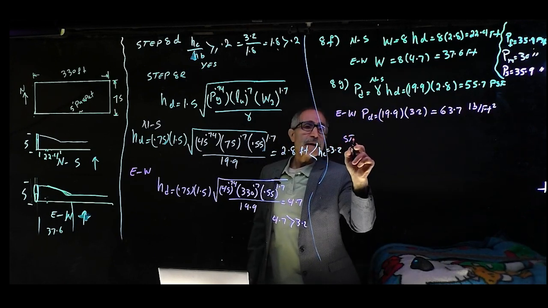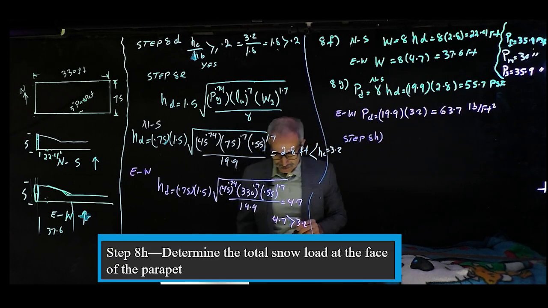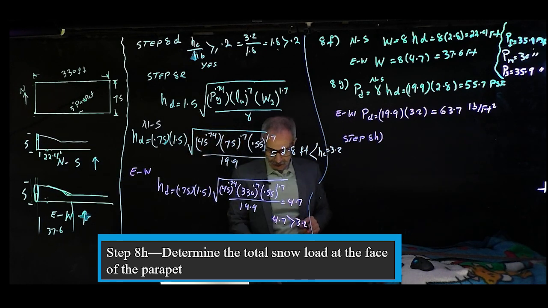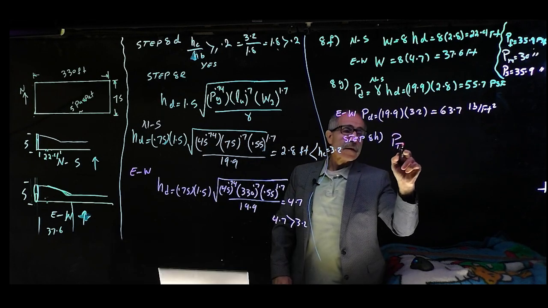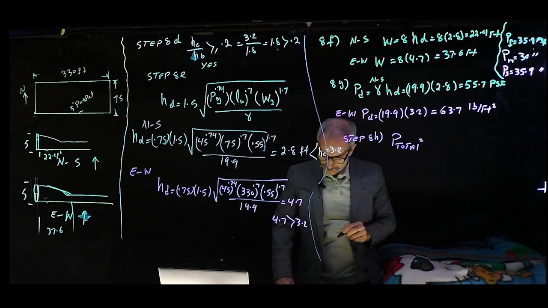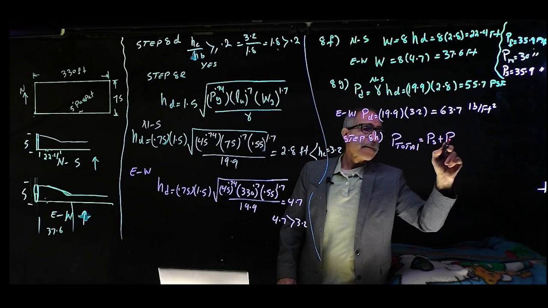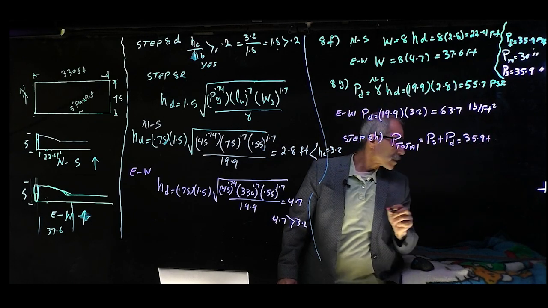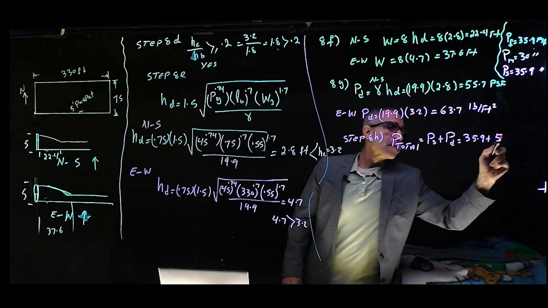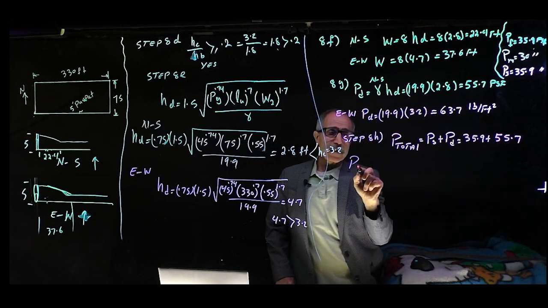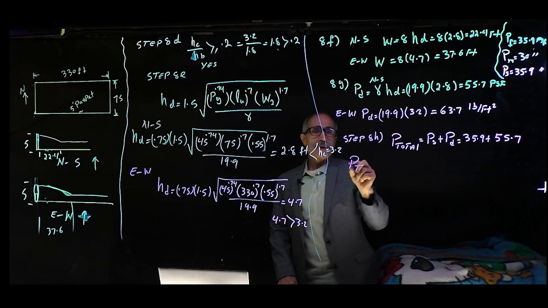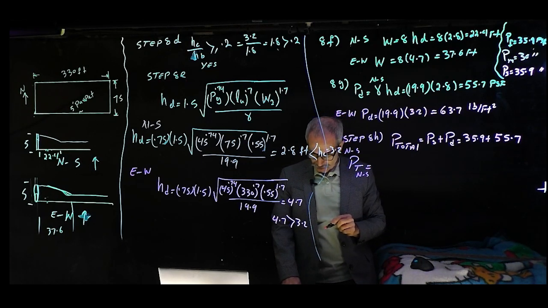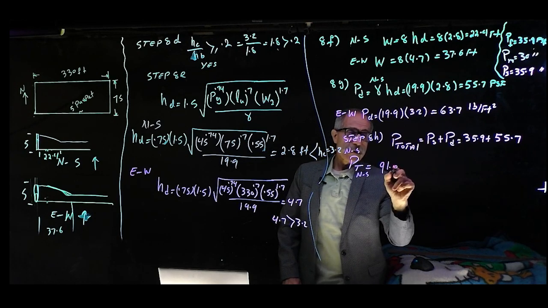Step 8H, it says determine the total snow load at the face of the parapet. What is the snow load there? So P total is equal to PS plus PD, which is equal, PS came out to be 35.9 plus 55.7. So P total, and that's for the north-south direction, comes out to be 91.6 pound per square foot.